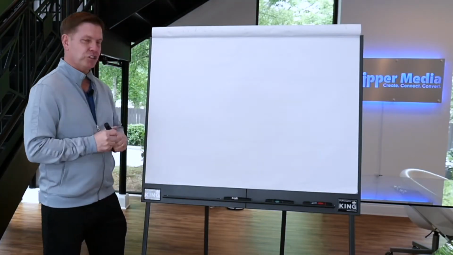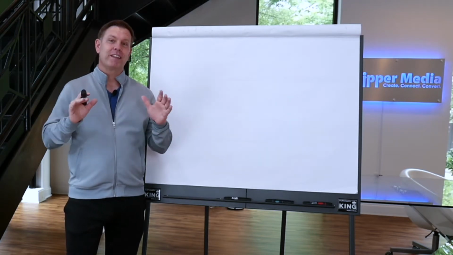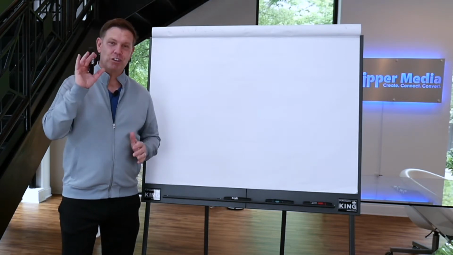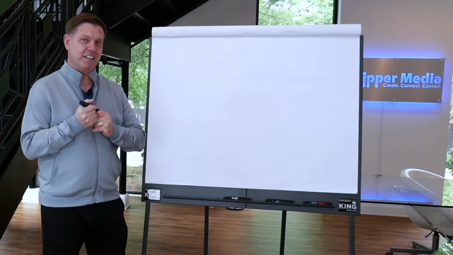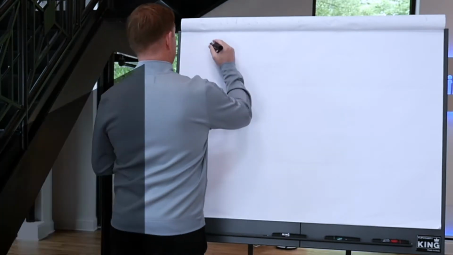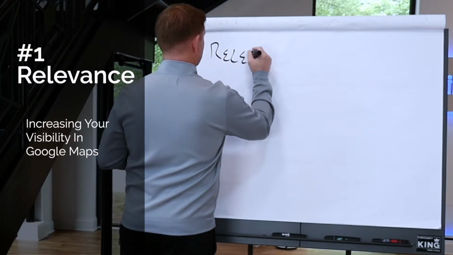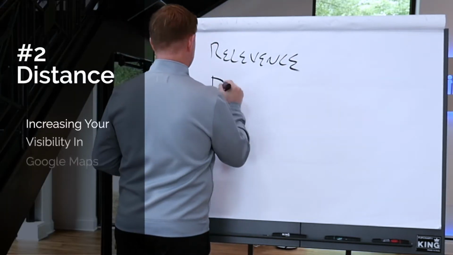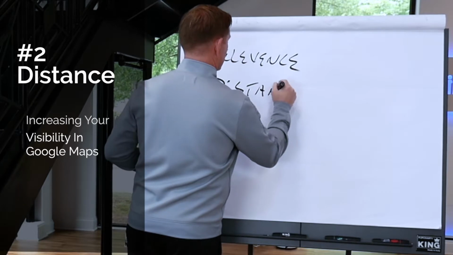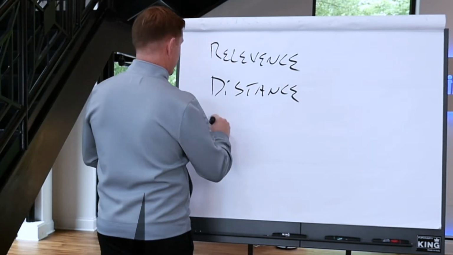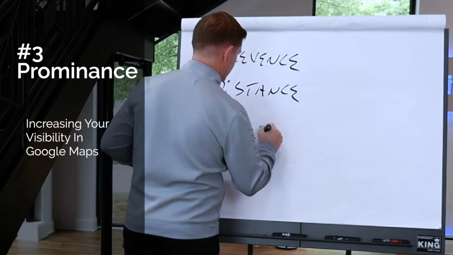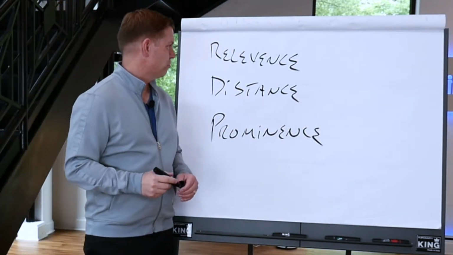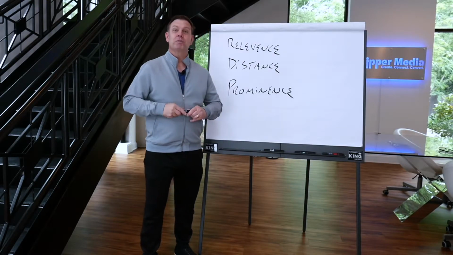So Google actually has an article where they tell you the 3 main factors that influence your rankings in Google Maps. And the 3 areas that they specify: number 1 is relevance. Number 2 is distance. And number 3 is prominence. And I hope I've spelled all 3 of those right. So we're going to dive into each one of these components.